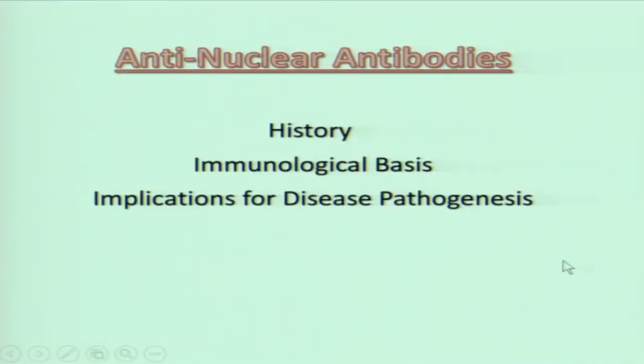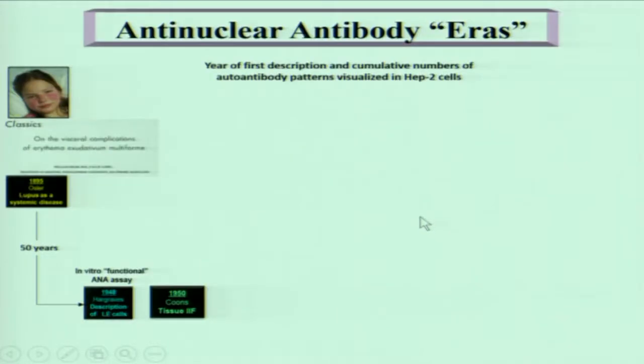Okay, so let's then go back and review a little bit of the history of antinuclear antibodies, the immunological basis and the implications for disease pathogenesis. And this will be brief. I'm not going to overdo this, but I think it's important to review history.